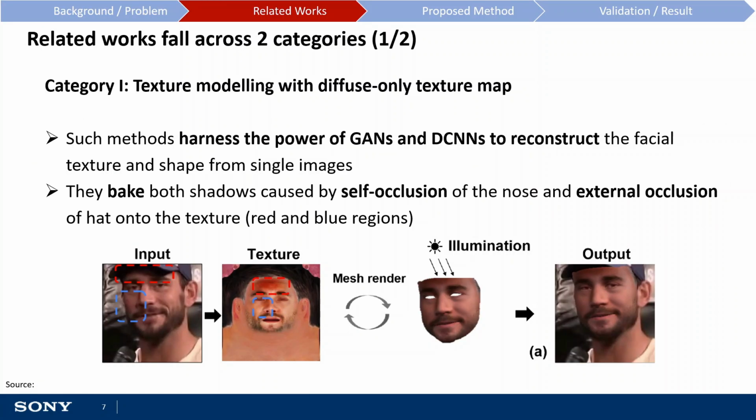Briefly covering the related works, these fall across two categories. First is the texture modeling with diffuse-only texture map. Such methods harness the power of GANs and deep CNNs to reconstruct the facial texture and shape from single images by treating it as an image generation task. However, as shown in this figure, they bake both shadows caused by self-occlusion of the nose and external occlusion of the hat onto the texture, thus causing the rendered output to appear unrealistic and lacking authenticity.